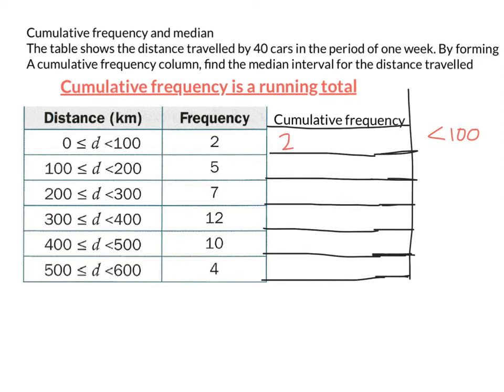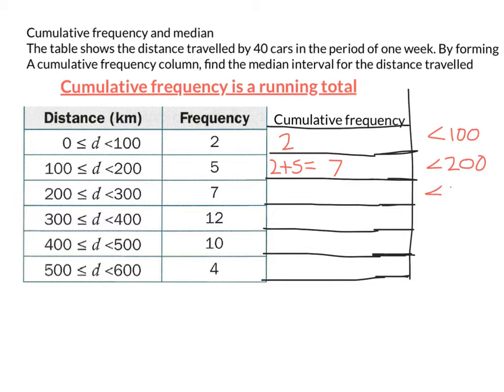The next group for the cumulative frequency would be how many travelled 200 or less. The upper limit of the second group is 200. How many cars travelled 200 kilometres or less? Well, there's 5 travelled between 100 and 200, and 2 between 0 and 100. All of those cars travelled 200 or less. So you'd get the 2 from the previous one and add the 5, and you would get 7.